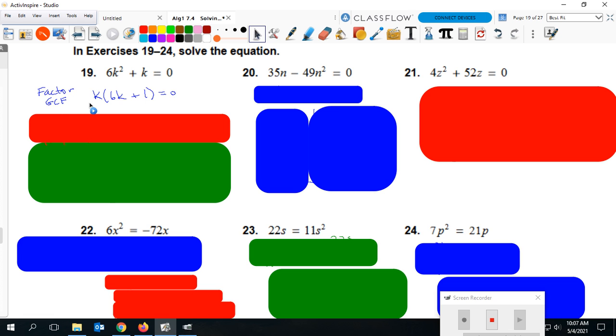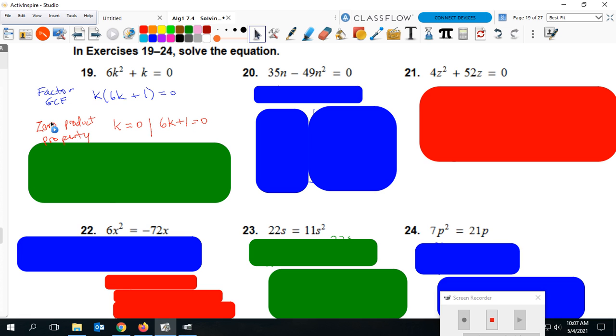K comes out. What's left here is a 6k, because you just took 1k out, you factored the 1k out. K divided by K is 1 here, so plus 1. So there's your two factors. Now we use the zero product property from here. So zero product property, set K equal to 0, set 6K plus 1 equal to 0. And the last thing now to do will be to solve here. So on this, you're going to just subtract 1 from both sides. Once you subtract 1, you're going to get 6K is equal to negative 1.